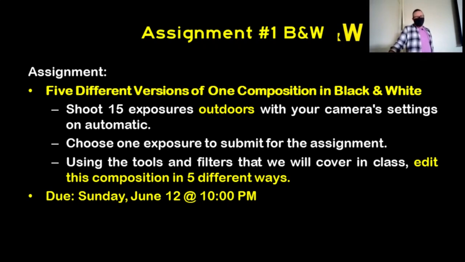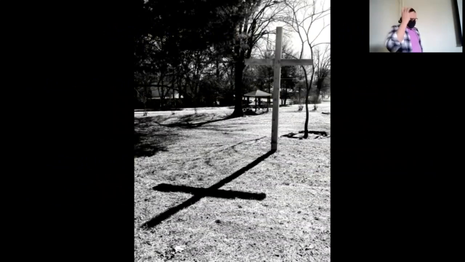And then, as it says, using those tools and filters that we're going to cover in the class, you're going to edit that composition in 5 different ways. Now, if you're struggling to get what that looks like, let's look at a few examples. Although it looks horrible up there because the sun's actually starting to shine through the window. Here's one student who took this particular photograph, and this is one way they edited it.